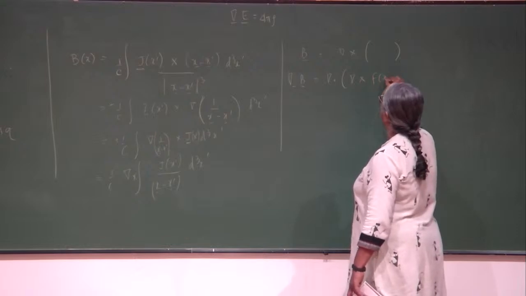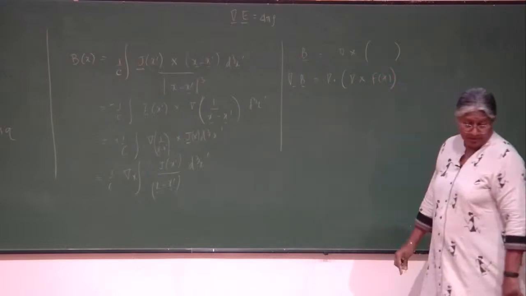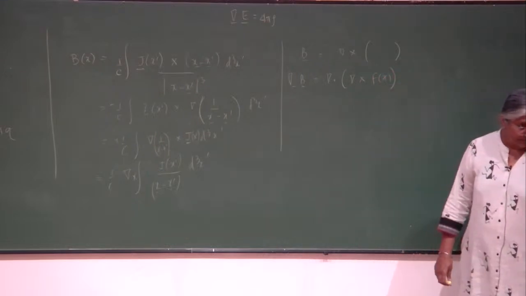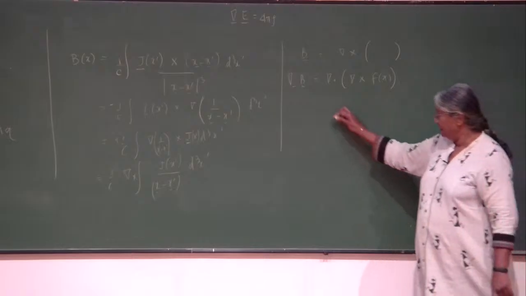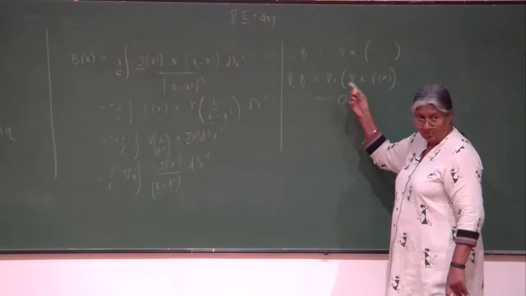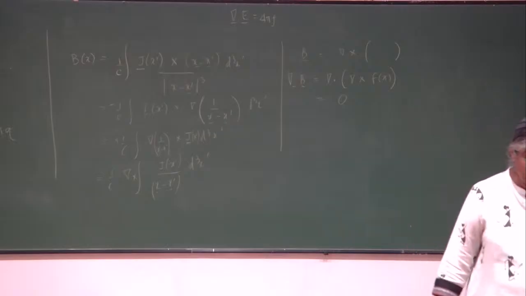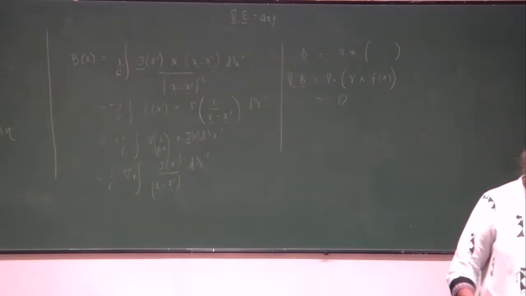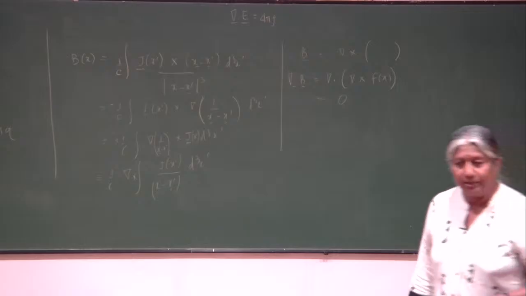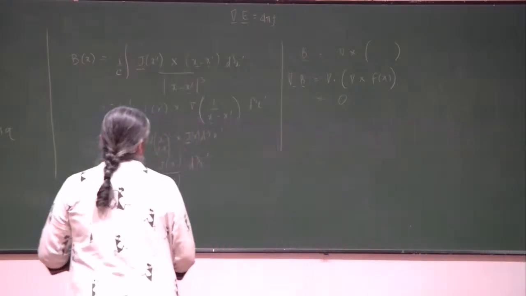Let me call it f of x, it doesn't matter what it is. Why is this 0? Always del dot del cross is 0, right? I hope, by the way, that you know how to do these cross products in terms of epsilon ijk, and you are not writing matrices. Sorry, this is an aside.